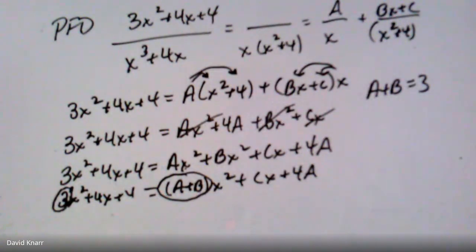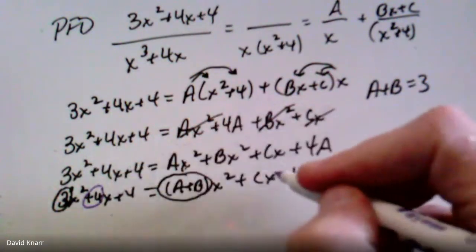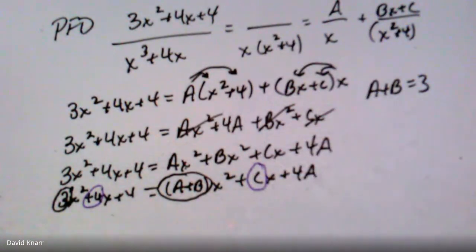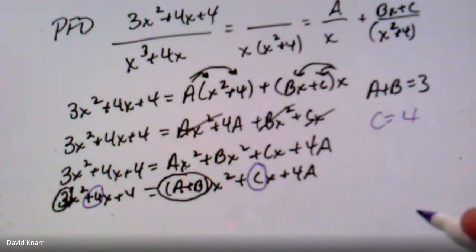For the next term, on the left, we have a 4 in front of the x by itself. On the right, we have a c. Only a c is in front of an x, nothing else. So then we know c equals 4. We already know it. It's already done.